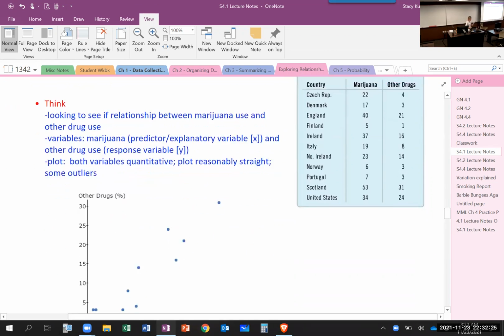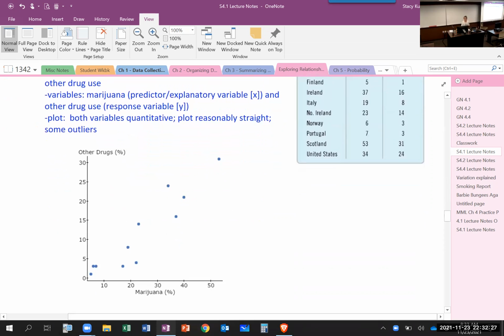So if I plot this, that's the first thing you do when you have data. Just like we did with histograms and bar graphs, we plot the data and we look at it. They only had 11 countries that they looked at. But if we're looking at those values here, how would you describe this? Is there a relationship? Does it appear that there's a relationship?